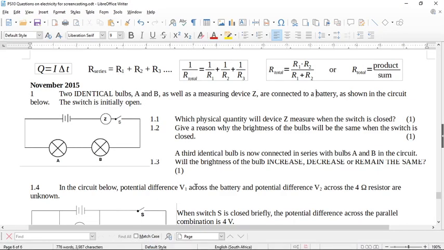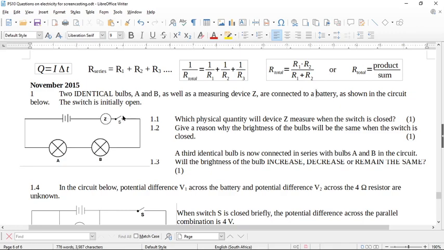Okay, let's look at this November 2015 electricity question. Here are the formulas for electricity. Obviously this one is the one that I like to use, but these are the ones that are on your data sheet. So, two identical light bulbs, A and B, as well as a measuring device Z, are connected to a battery as shown in the circuit below.